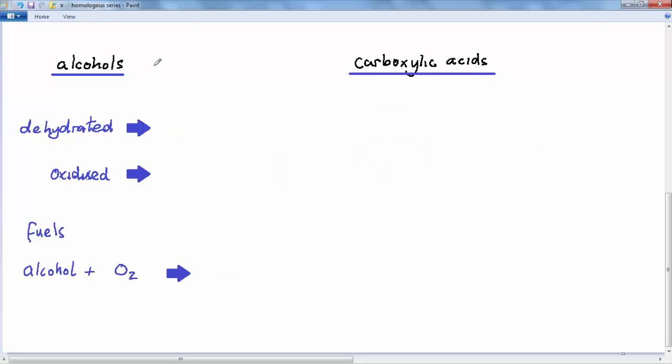They're characterized by the hydroxyl group, that's the OH group. These can be dehydrated to form alkenes, and they can be oxidized to form carboxylic acids. Now, as I said earlier, we'll look at these specific reactions when we come to look at the alcohols and the carboxylic acids on their own. Also, alcohols can be used as fuels. So, as with the alkanes, an alcohol, when it burns in oxygen, produces carbon dioxide and water. Always the same products.